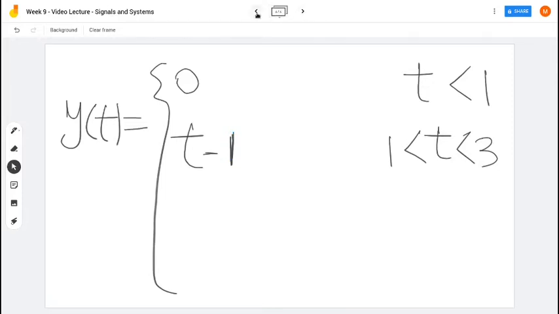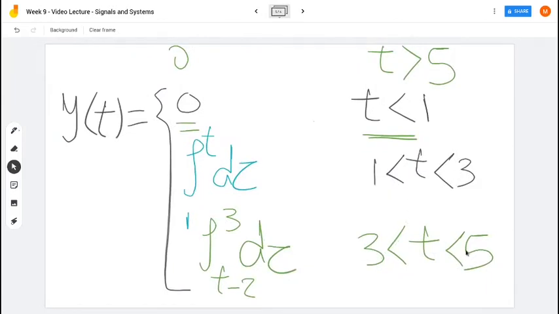And the next interval would be from t larger than 3 and less than 5. And in this case, from 3 to 5, integrating d tau will give us tau. Substituting with the limit will be 3 minus t plus 2. So 3 minus t plus 2 would be 5 minus t.